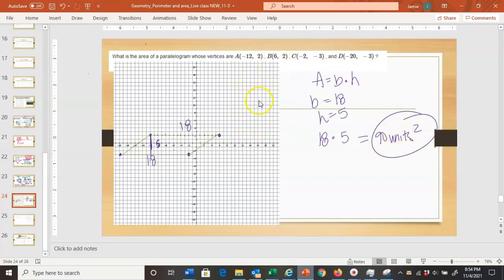I saw these coordinates, and maybe you did too. You saw this coordinate plane, you thought you'd be doing a bunch of different calculations, but in reality, we just needed to know the formula and how to find the height, and everything we were able to count from the grid. So that's pretty cool.